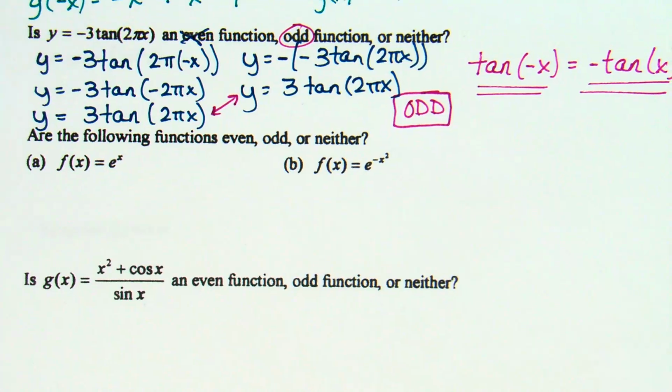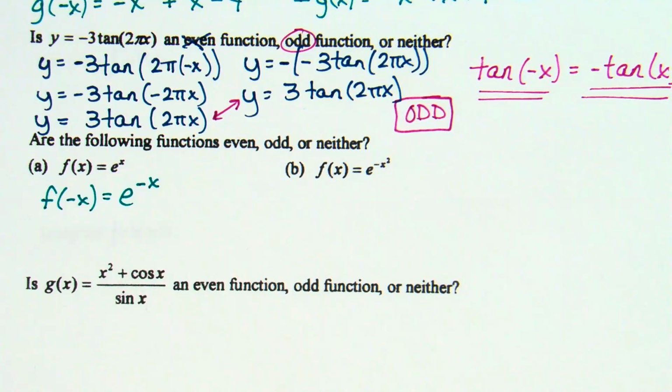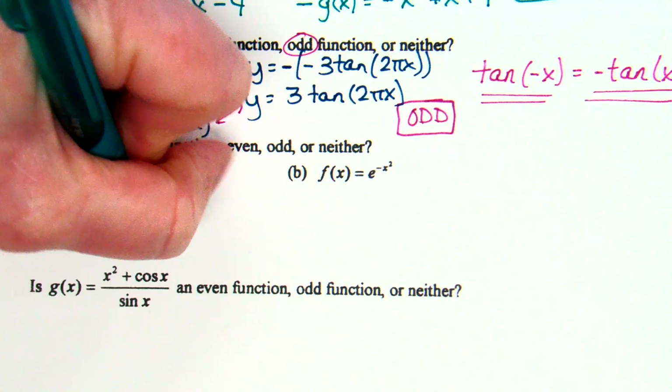Example 6a. Even, odd, or neither. About f of x equals e to the x. First thing we're going to try is f of negative x, which gives me e to the negative x. The next thing I'm going to try is negative f of x, which gives me negative e to the x. So what do I know? It's going to be neither.